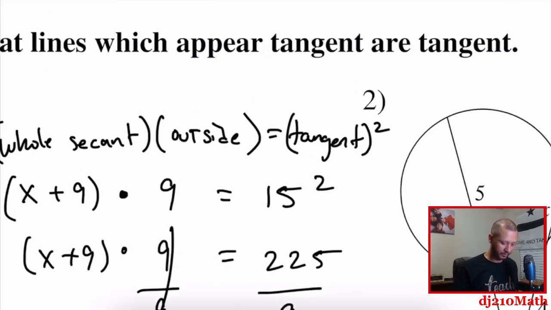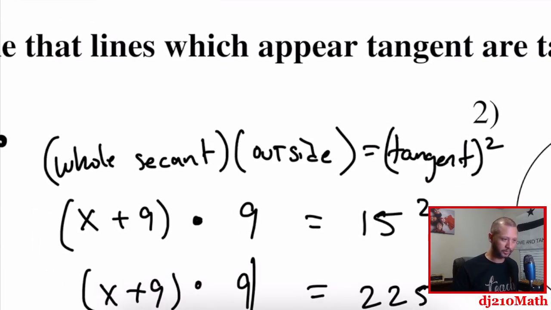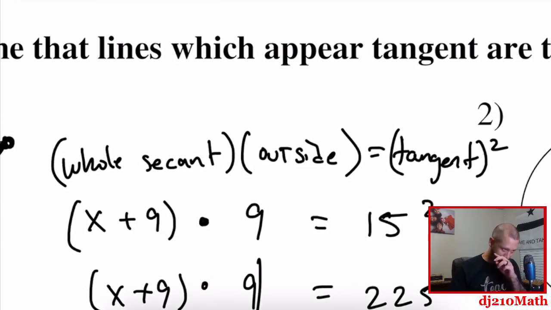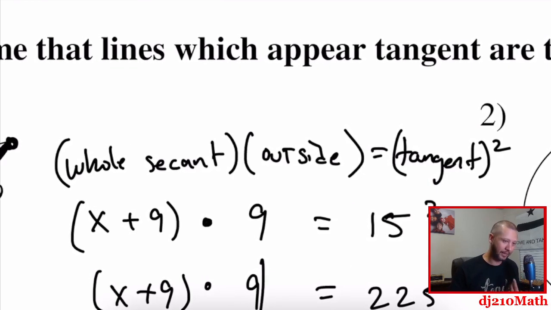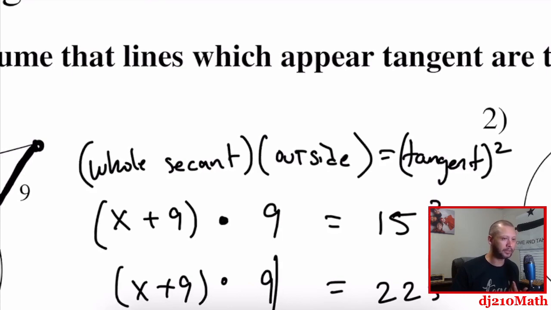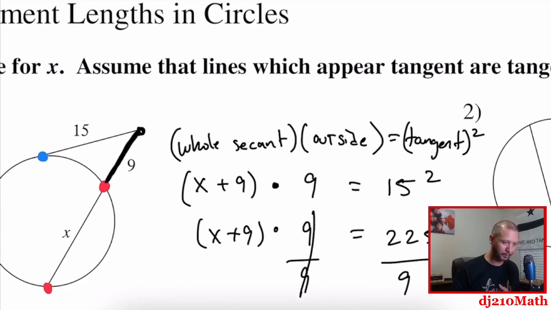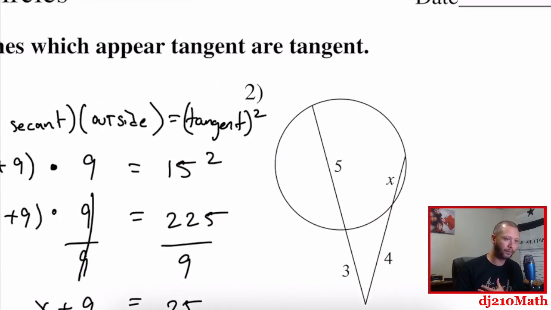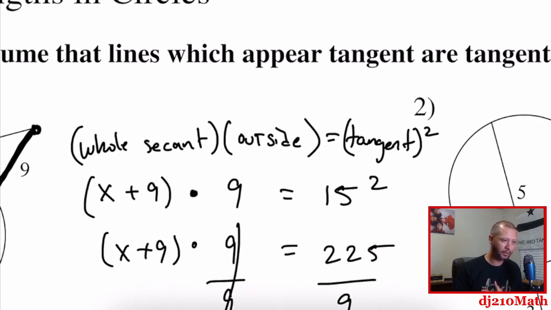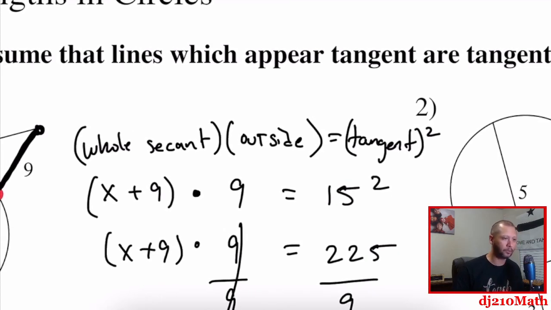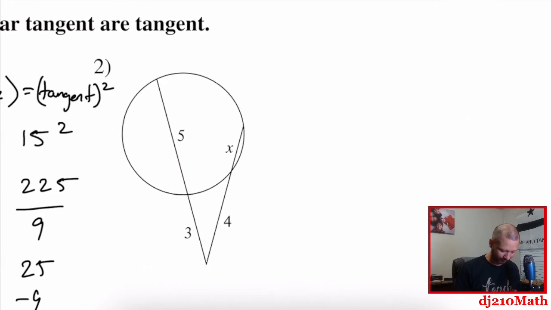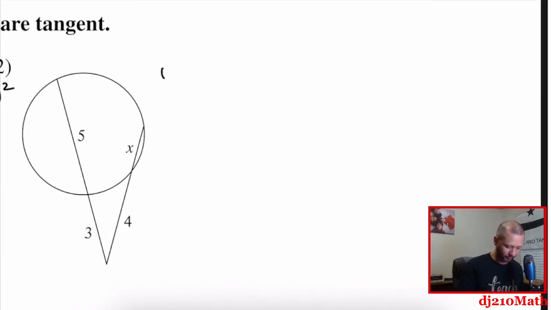Okay, so the first equation: the whole length of the secant times the outside part. That's key, because that's going to be equal to the tangent part squared when it's a secant and a tangent. In the case of the second problem, number 2 here, we have two secant lines. So it's going to be the whole secant times the outside is equal to the whole secant times the outside segment.